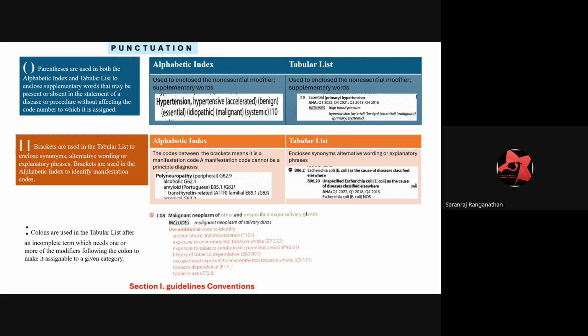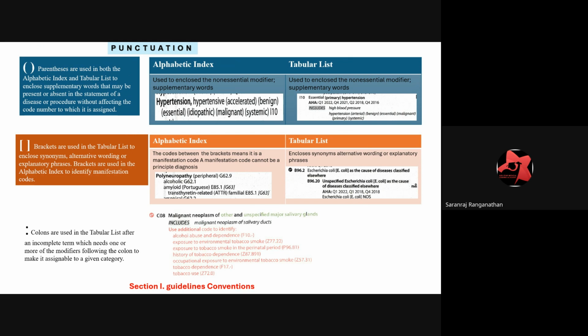Incomplete terms which need one or more modifiers following the colon to make them assignable to the given category. So if a colon is there, it means along with the primary code, you need to use some additional code. If you are going to use this C08 at any cost, along with that you should be using any one of the listed codes. That is what use additional code to identify is indicated with the colon.